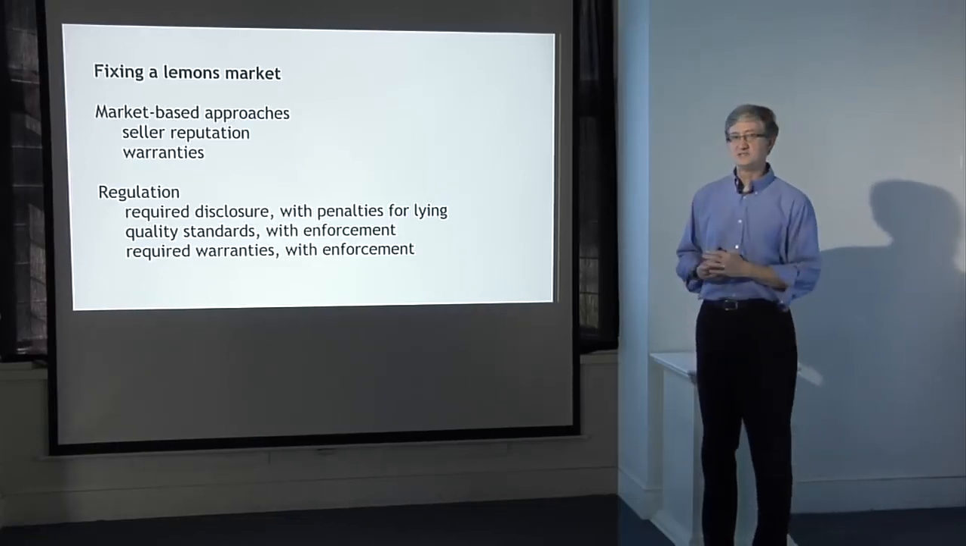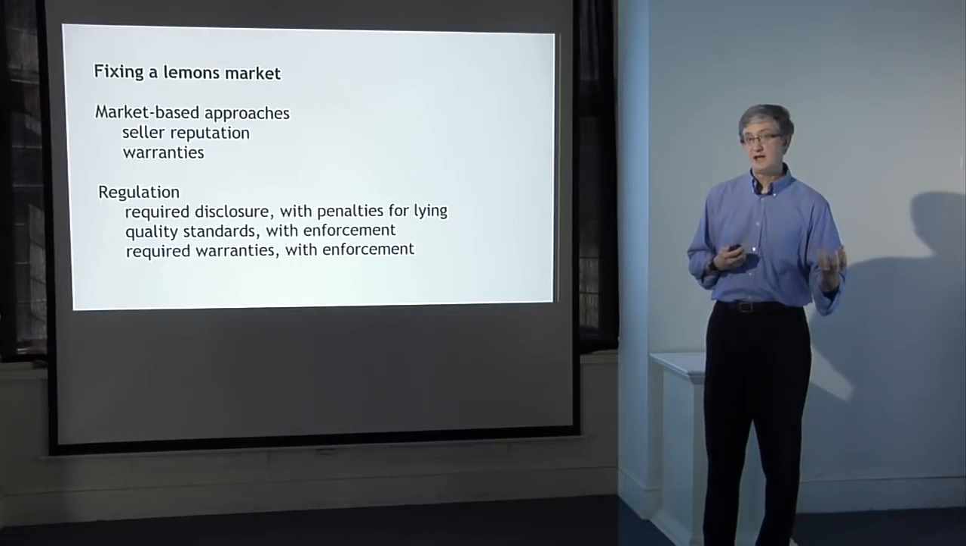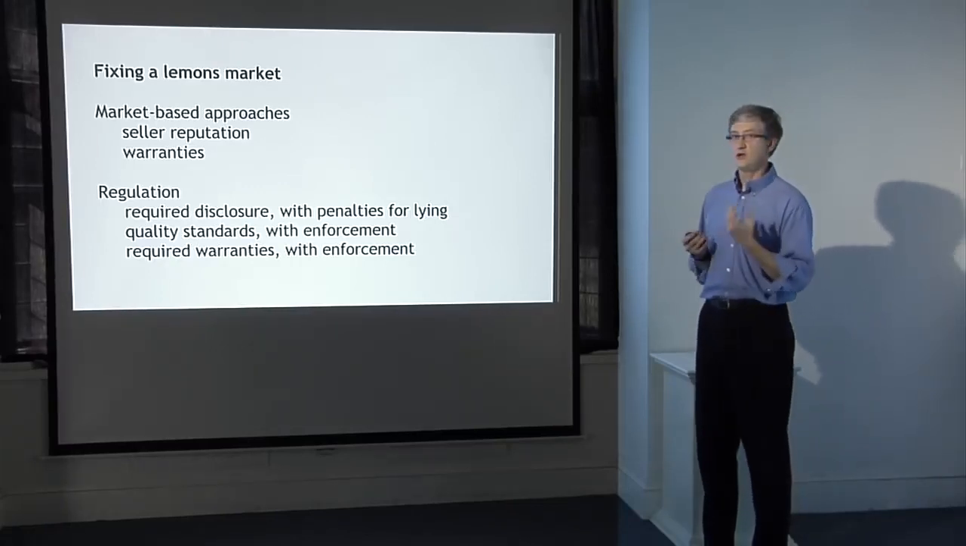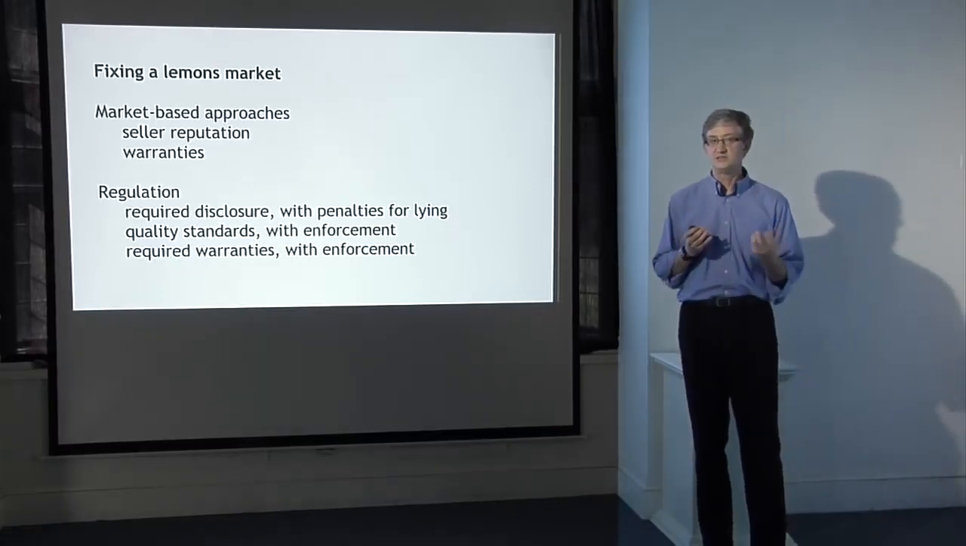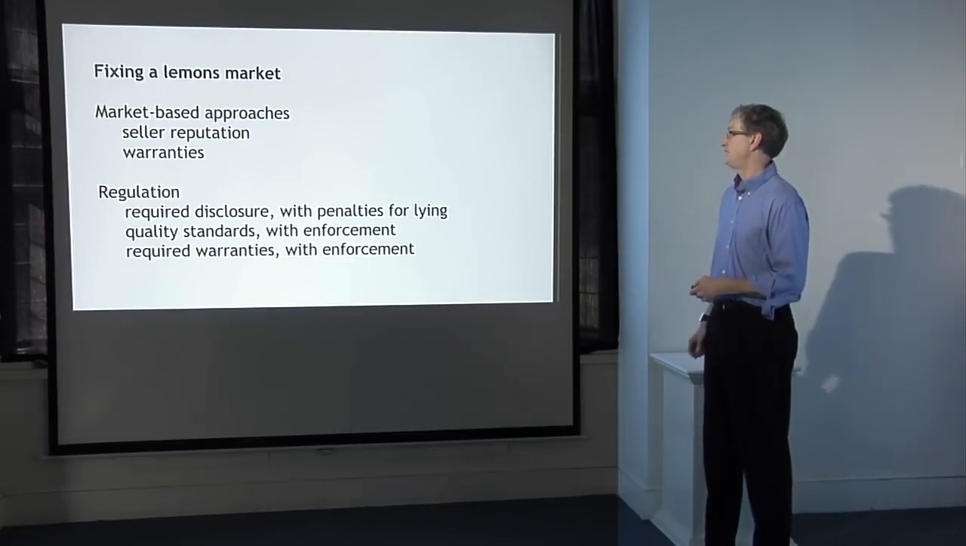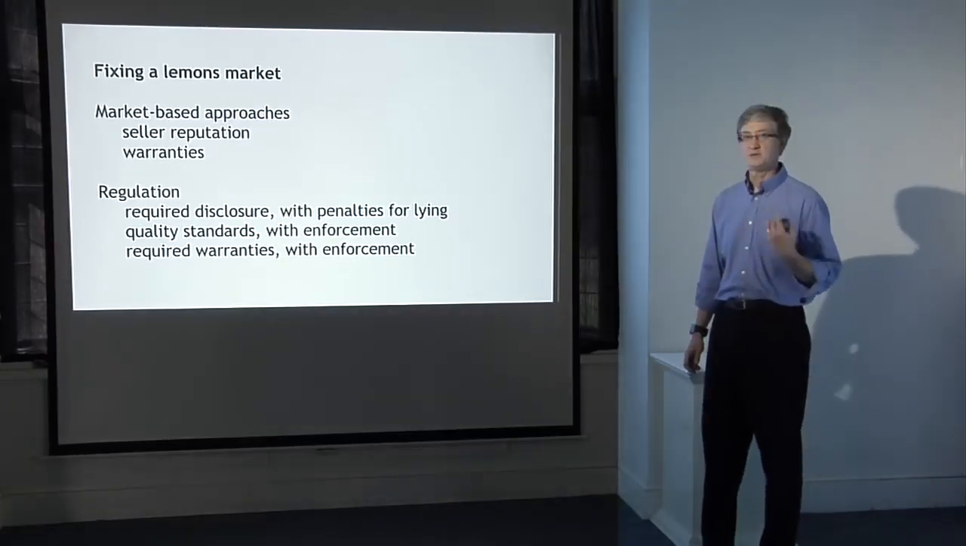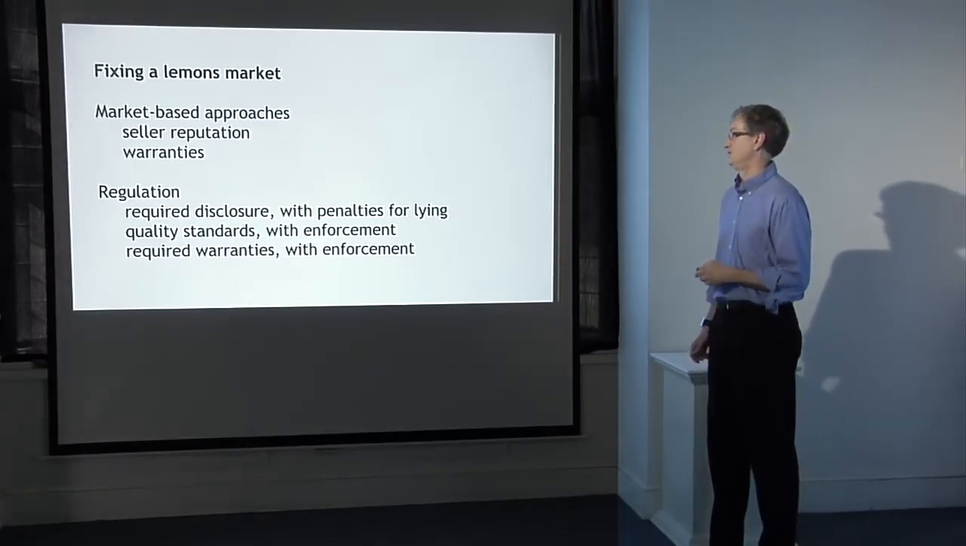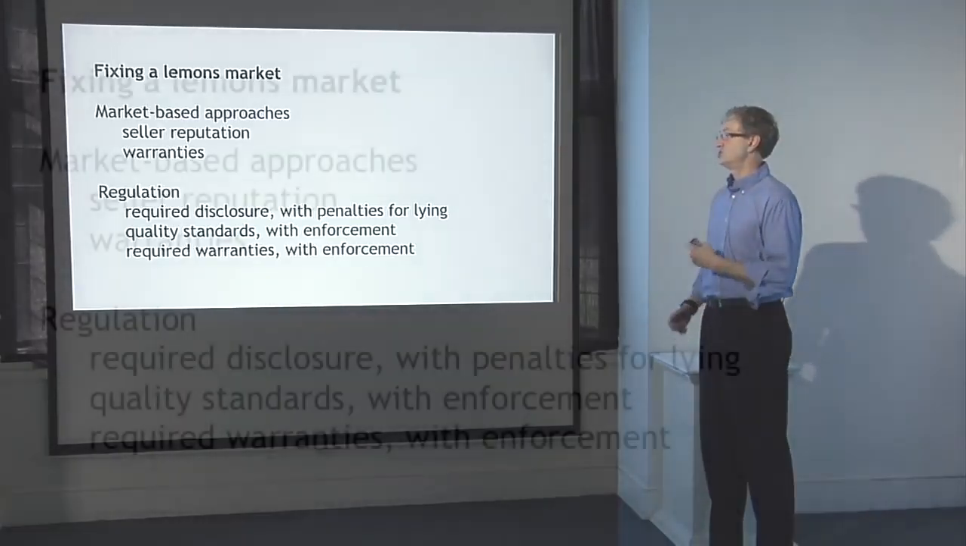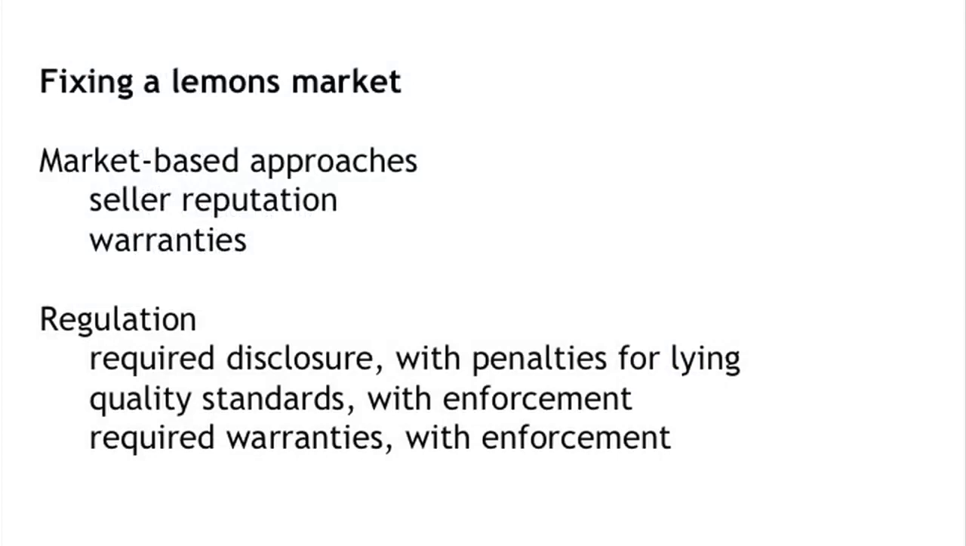So if you have a lemons market which has developed, and if these market-based approaches don't work for the particular market that you're dealing with, then regulation might be able to help. And there are three ways in which regulation might be able to help address a lemons market. First, regulation could require disclosure. They could require, say, that all widgets be labeled as high quality or low quality, and then have penalties on the firms for lying. That gives consumers the information that they were missing.